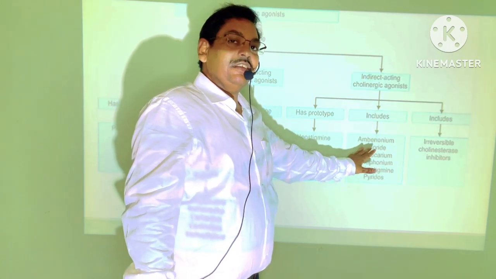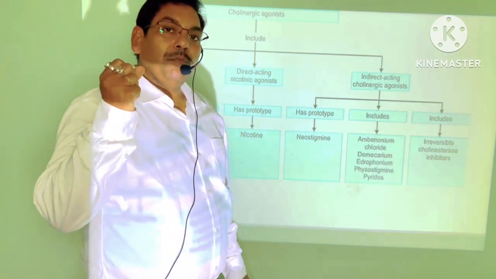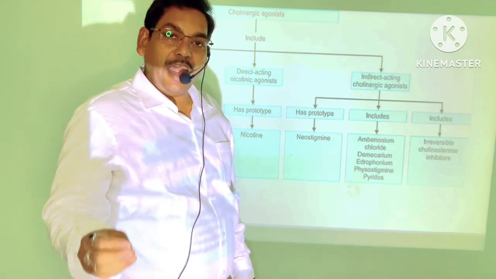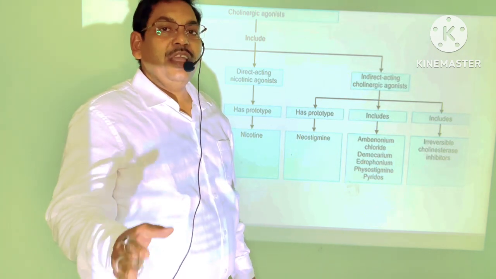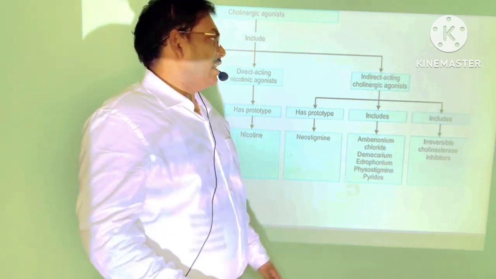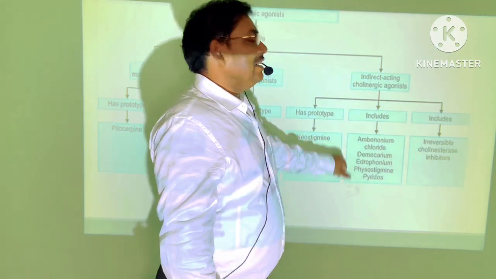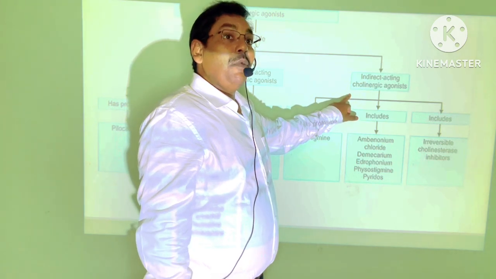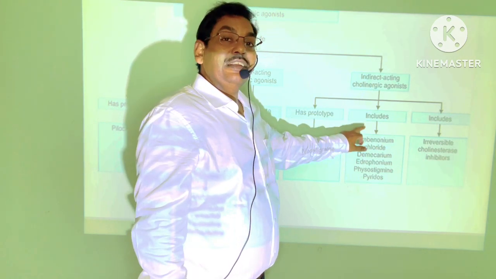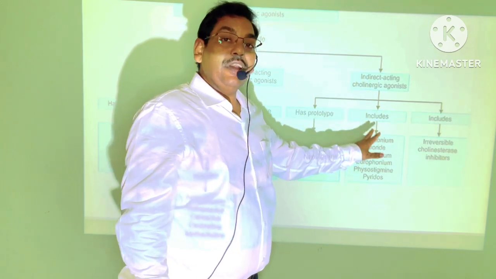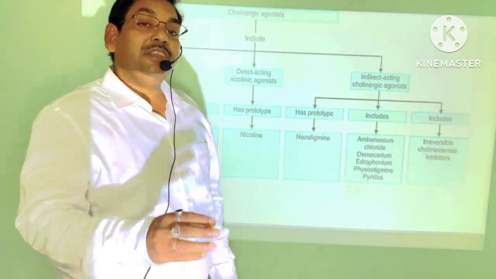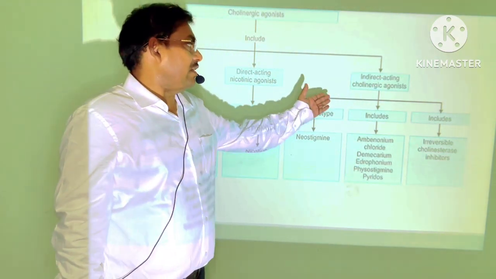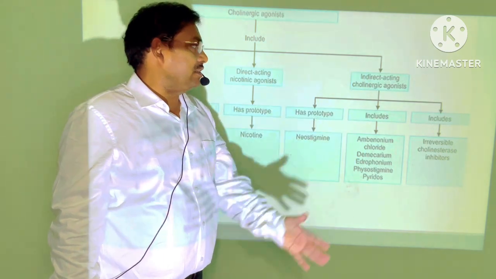Remember, anticholinesterase means it breaks down, or inhibits, the cholinesterase enzyme, which helps protect the acetylcholine, and its action is enhanced. That's why they are known as indirectly acting. Why are these drugs known as indirectly acting? Because they can't bind to the muscarinic or nicotinic receptor, but only inhibit the cholinesterase enzyme. That's why they are known as indirectly acting cholinergic drugs, or indirectly acting cholinergic agonists. Next slide.